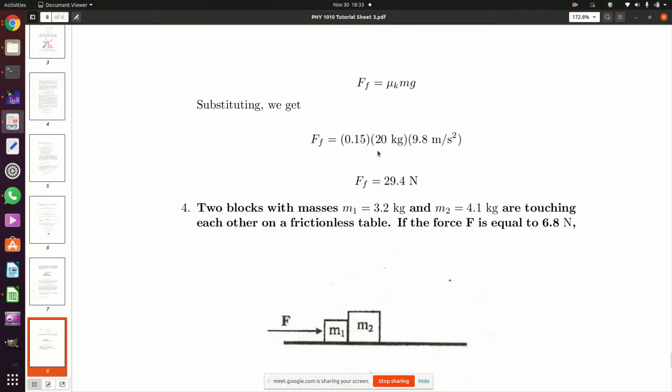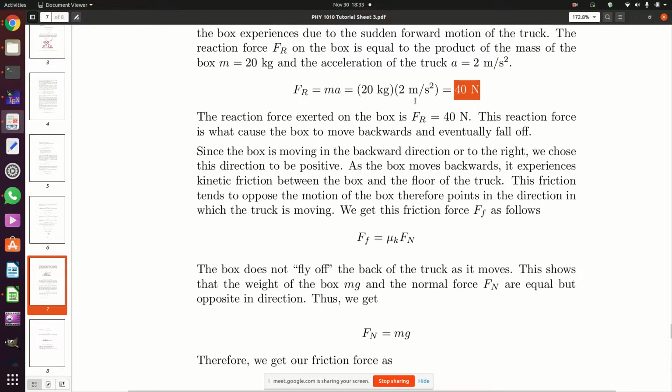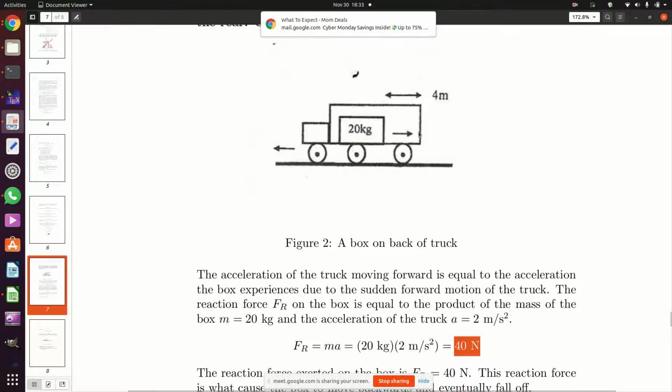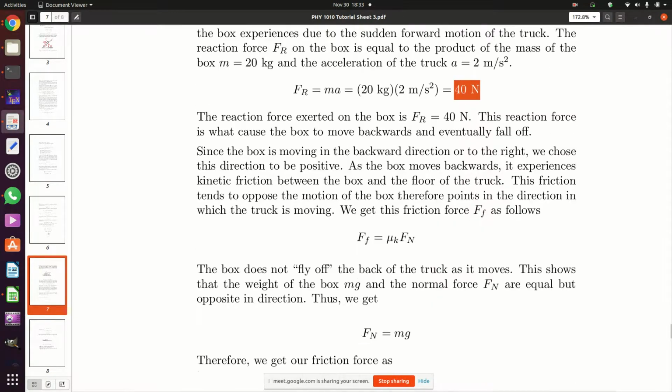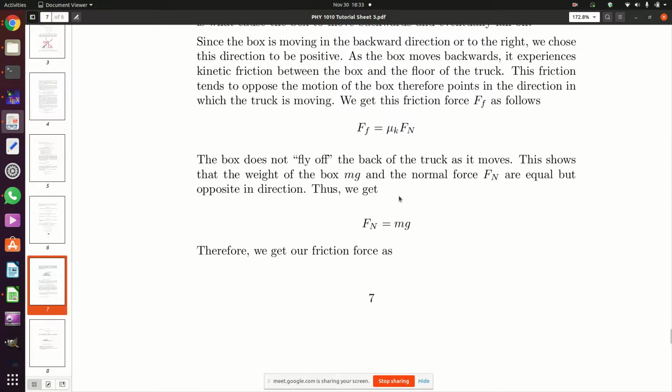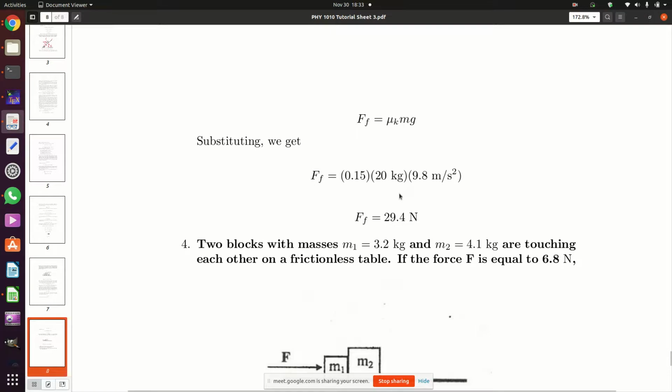Is this clear? That the friction force is less than the reaction force. Therefore, this is the reason why the box appears to move backwards, because there is a net force to the right. That's why the box moves backwards. Is this clear? Yes, sir.